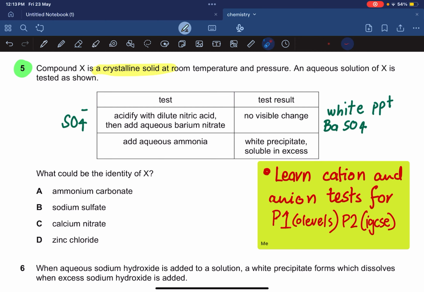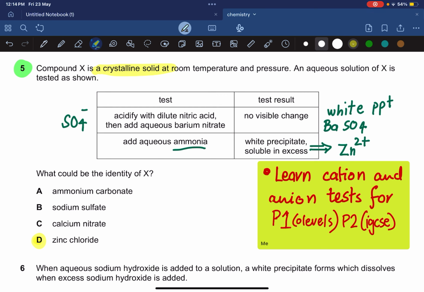Okay. Second is add aqueous ammonia, white precipitate, soluble in excess. Okay, so what is this test for? You add aqueous ammonia and white precipitate soluble in excess. This is a confirmatory test for zinc ions, Zn2+ ions. So obviously we have to go with option D.